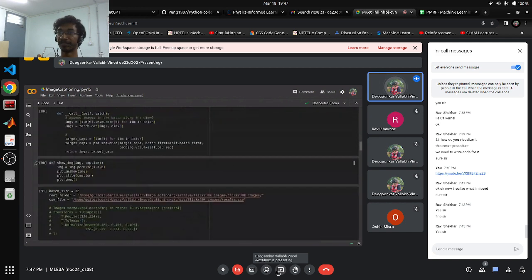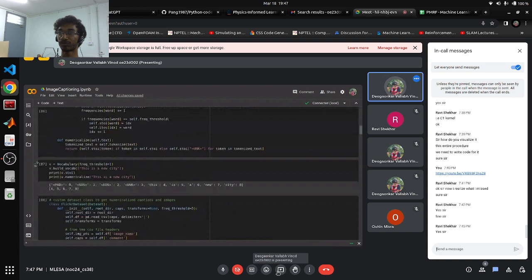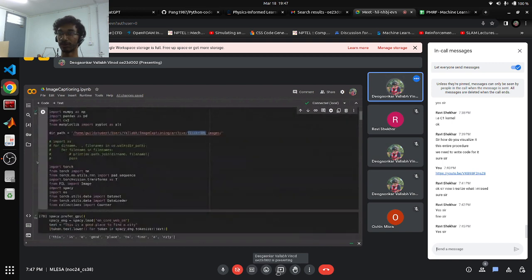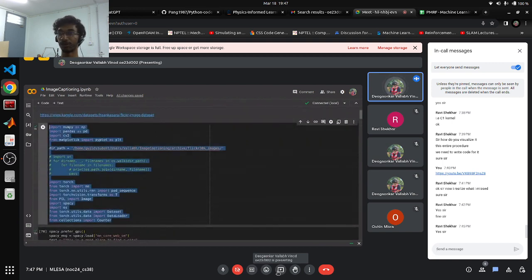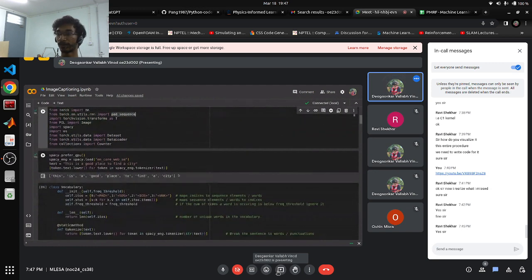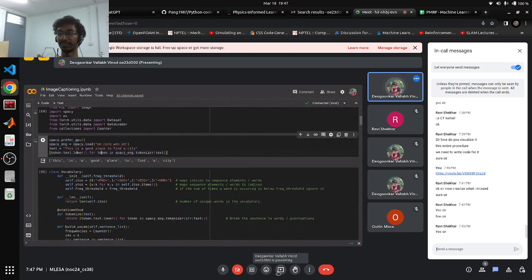So I'll maybe describe only a rough overview of what each of the code blocks is doing. So here I'm just importing some libraries that are required for this code. All this is doing is, let's say I'm given this sentence, this is a good place to find a city. I need to separate all the words or things present in this sentence. So that is called a tokenization operation.